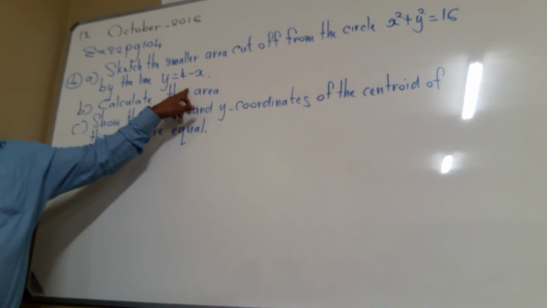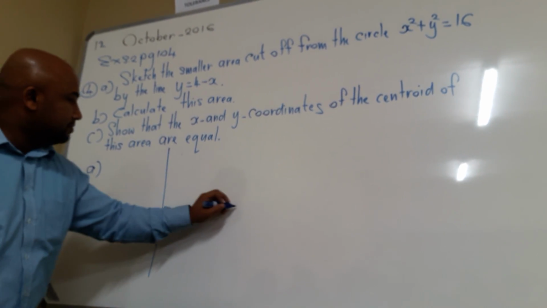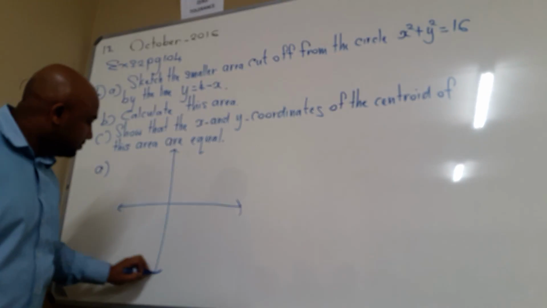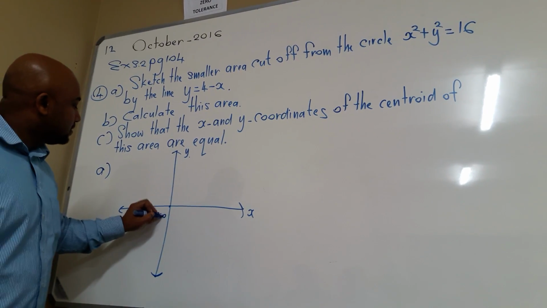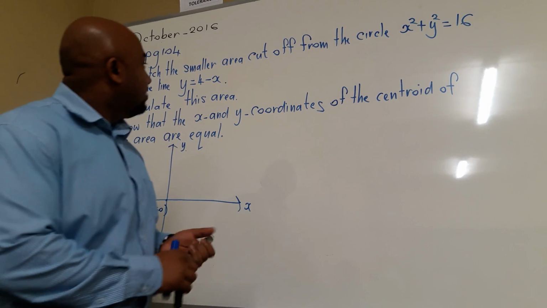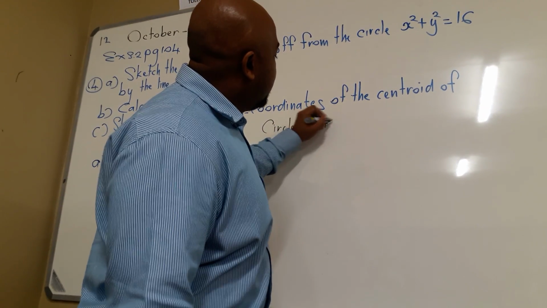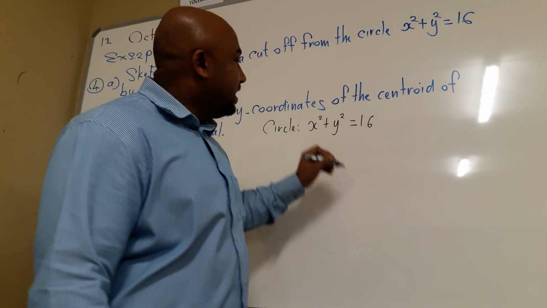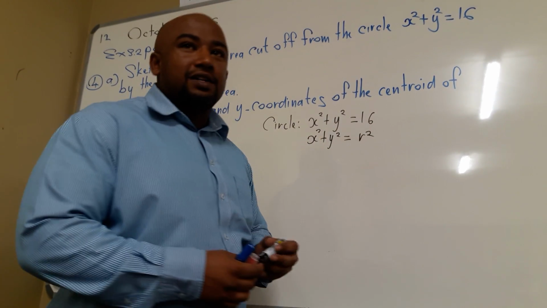by the line y is equal to 4 minus x. So let's sketch these two graphs. Right, so here we have a circle, x squared plus y squared is equal to 16. So we're dealing with the standard form x squared plus y squared is equal to r squared.